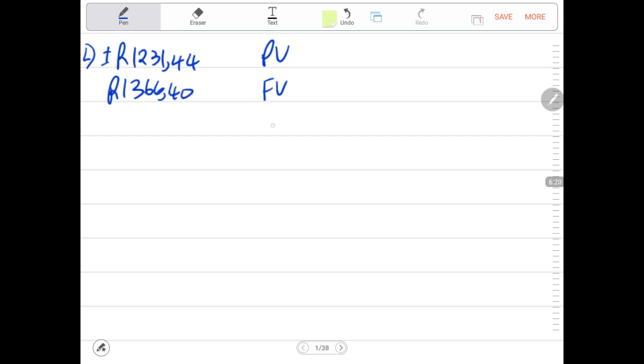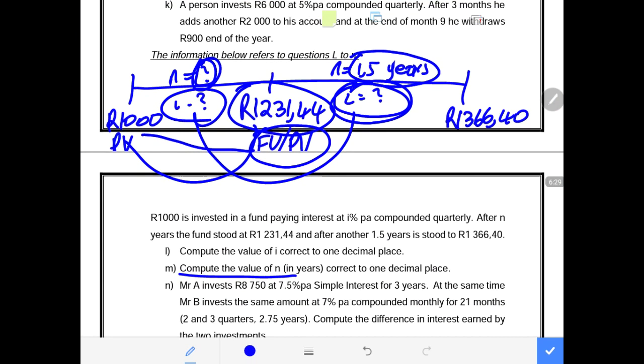I think I still remember that one. Then our n in this case is 1.5 times by 4. Why am I saying times by 4? I think we were told that our interest was compounded quarterly, so we need to make sure that our n is the number of quarters. So the minute our n is the number of quarters, it will be 1.5 times by 4.